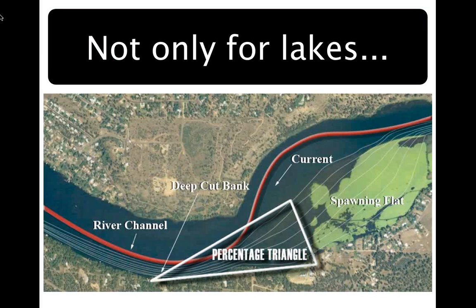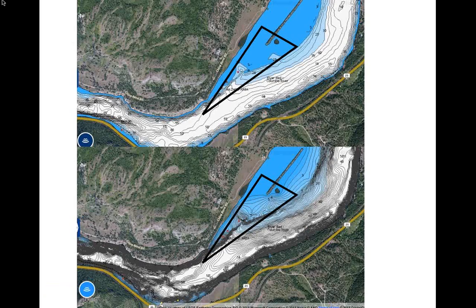So here's another example of a river, and right there where you see it says spawning flat, that's the inside turn, right? Where that river channel, the red line, that's going to be our river channel. It makes that inside turn where you've got this big giant spawning flat. That light green is all grass, and you can see where those lines come tight together, and that forms our percentage triangle.